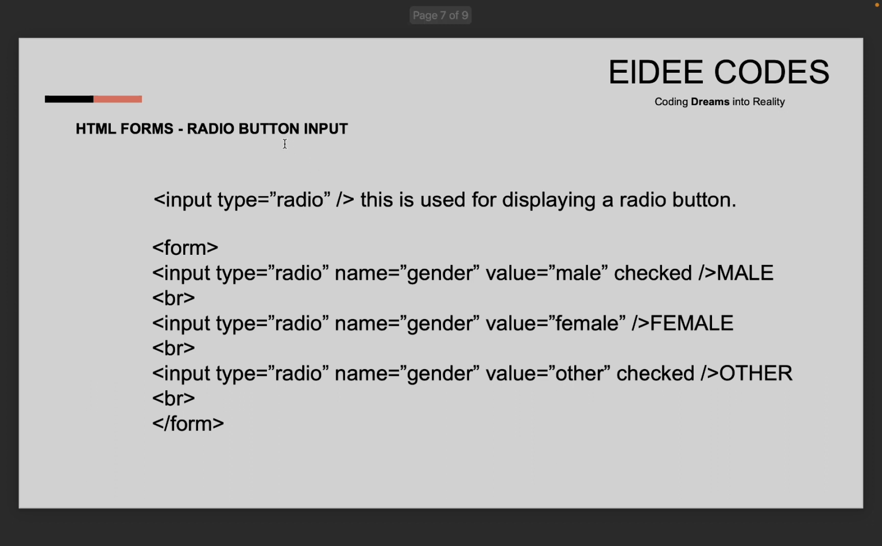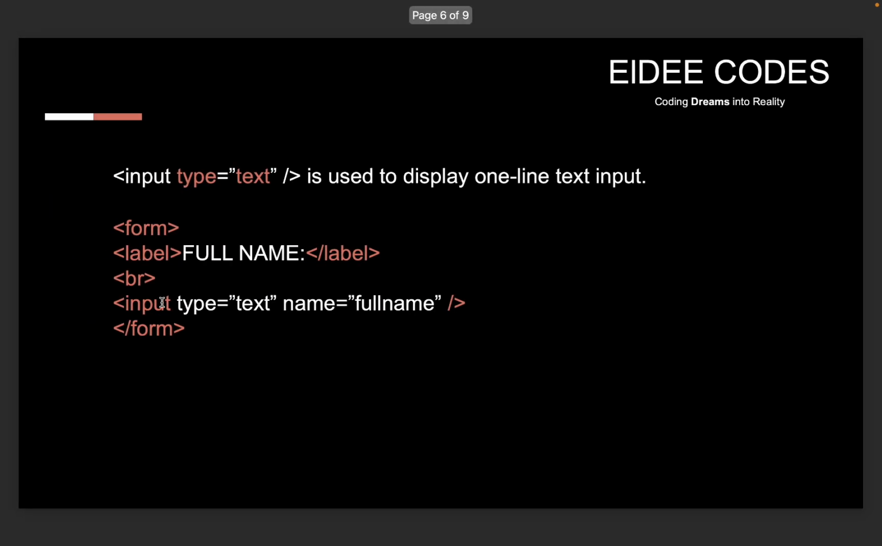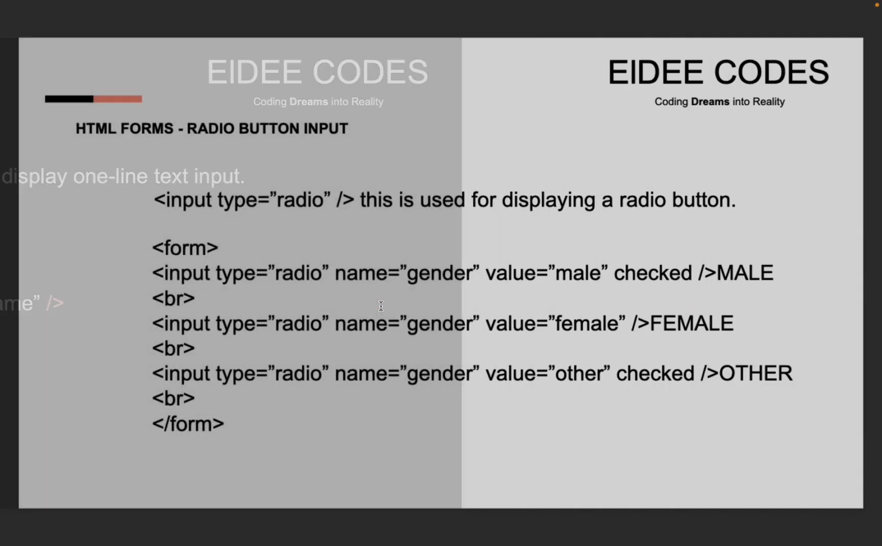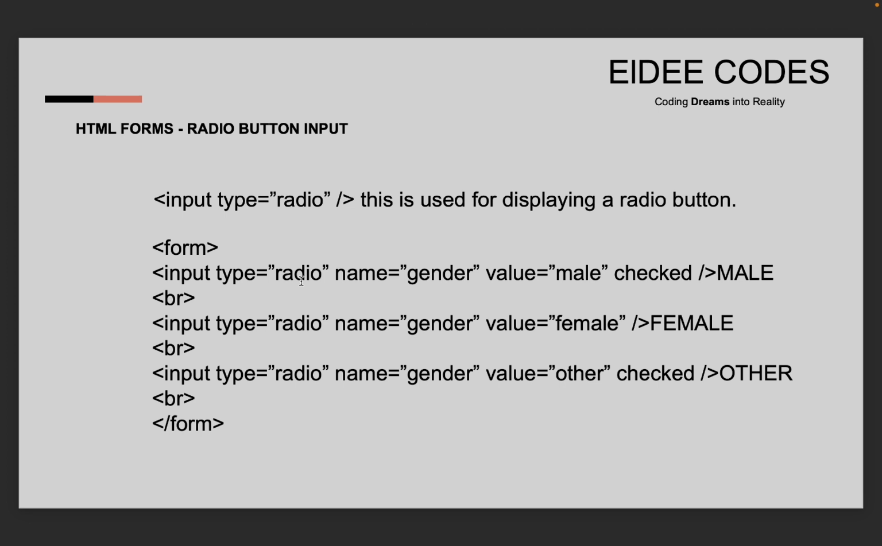Here also we have another example, which is the radio button input. So here you have a radio button, which is displaying gender options. Either you choose male, female, or other. But this type of form is quite different from the previous form we saw here. This is going to have an input field where you put in your name, while this is going to have a button option where you can choose one among the three options here.